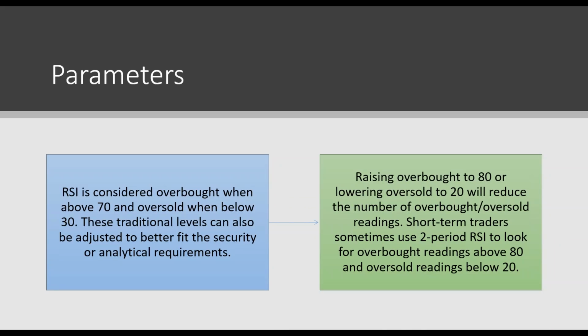So RSI is considered overbought when above 70 and oversold when below 30. These traditional levels can also be adjusted to better fit the security or the analytical requirement. So raising overbought to 80 or lowering oversold to 20 will reduce the amount of overbought and oversold readings. As shorter-term traders, you sometimes use a 2-period RSI to look for overbought and oversold readings above 80 and below 20. So what we're saying here is, let's go back to the chart.